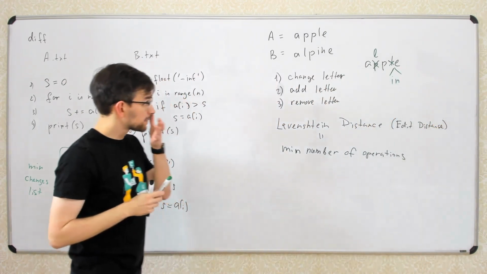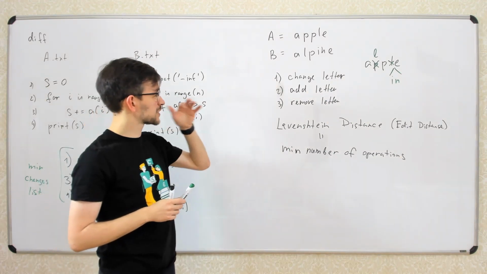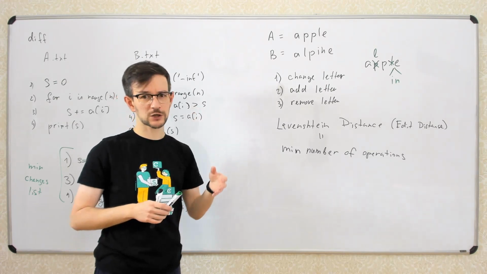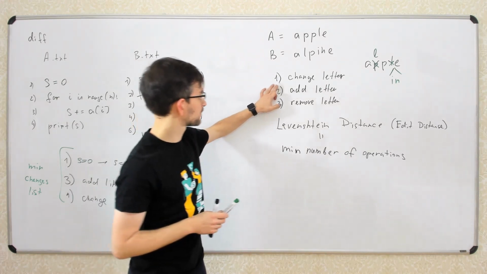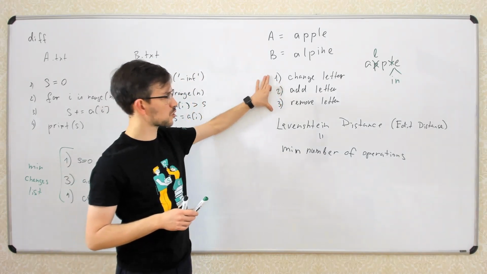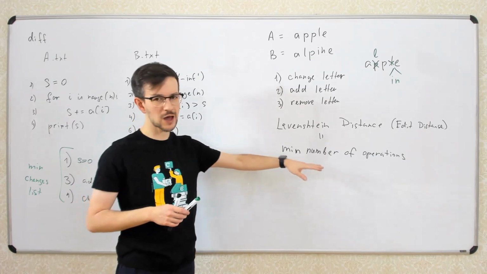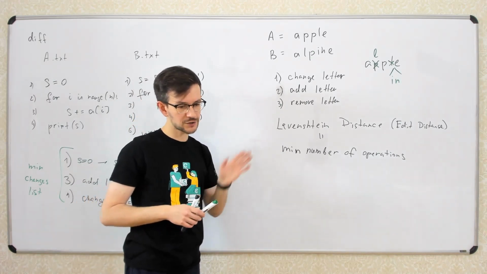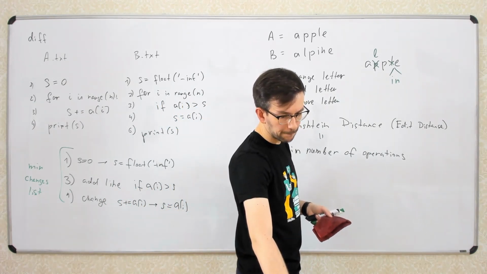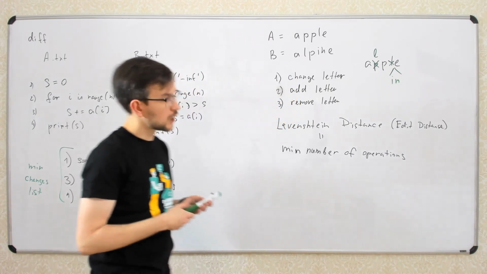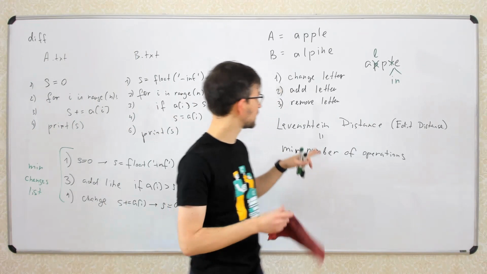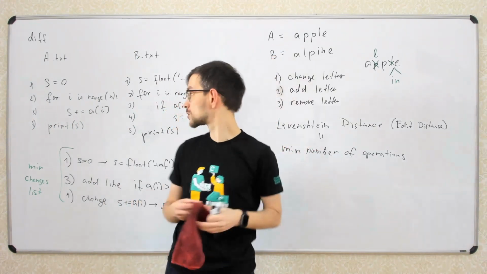Sometimes it's a little bit different. Sometimes you have different costs of different operations. Sometimes you have a slightly different set of operations. So we'll fix this set of operations and we will say that the cost is the same for all operations. So we just minimize the total number of operations. Just the simplest version of this task. Now, how to find the Levenshtein distance between two words?